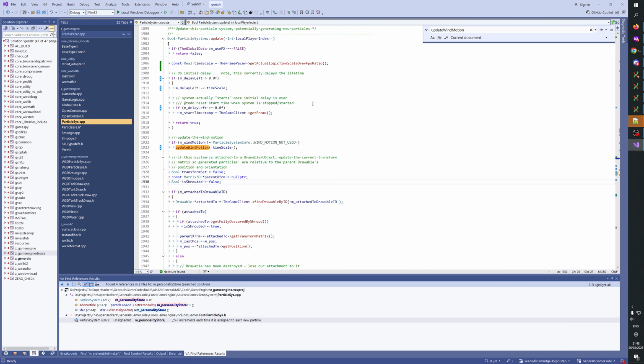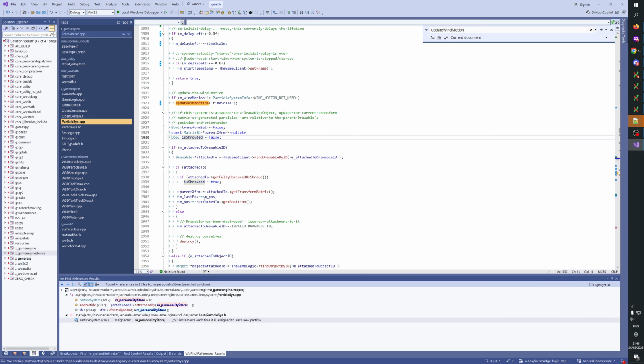Good. Last session we started decoupling particle update from render, from logic step. So let's see how we do that. So we have update the wind motion. That is okay. Let's go on here.